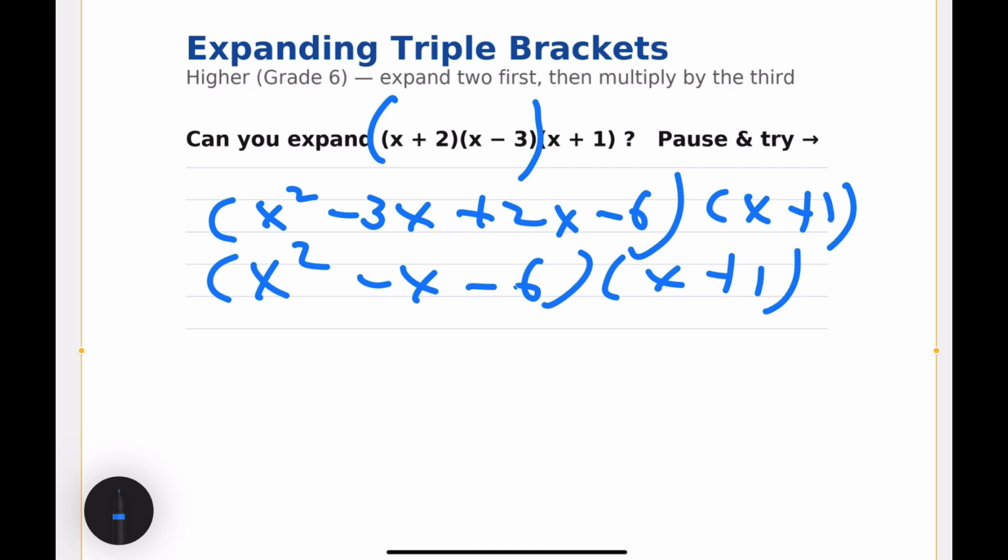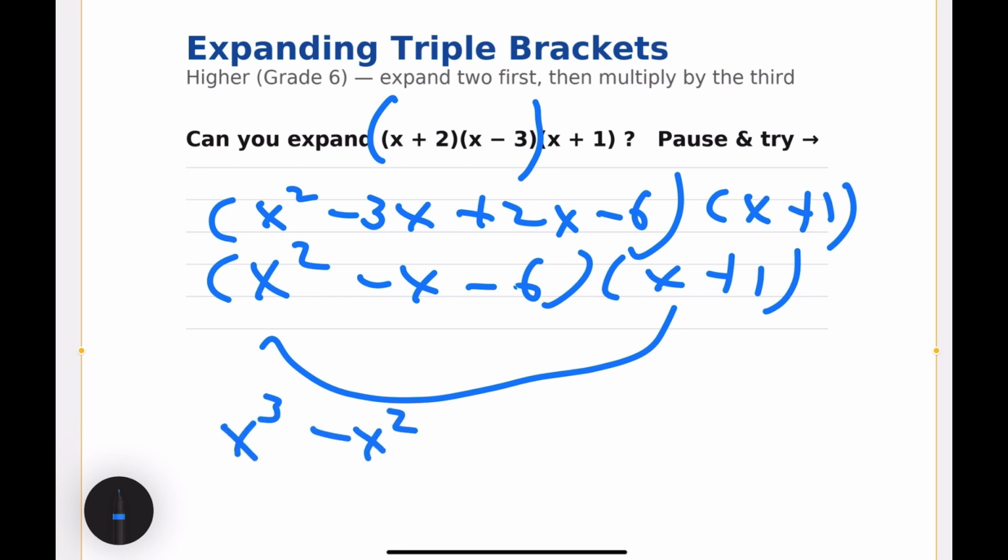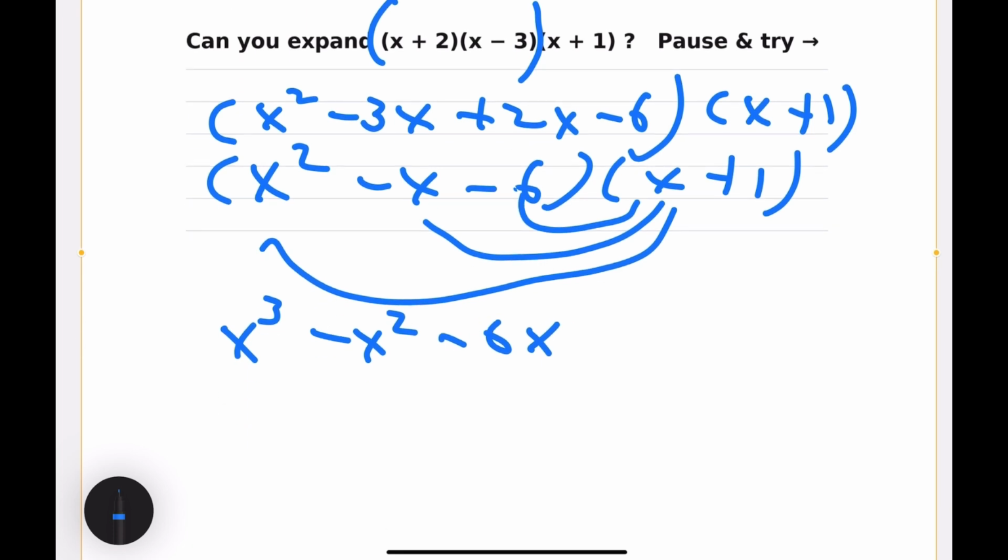So if we do the x multiplied by everything in the bracket, we'd get x cubed minus x squared minus 6x. We've done the x multiplied by x squared to get x cubed, x multiplied by negative x to get negative x squared, and x by negative 6 to get negative 6x. So now we do the same with the 1. So we multiply 1 by everything in the bracket. So we get x squared, negative x, and negative 6.